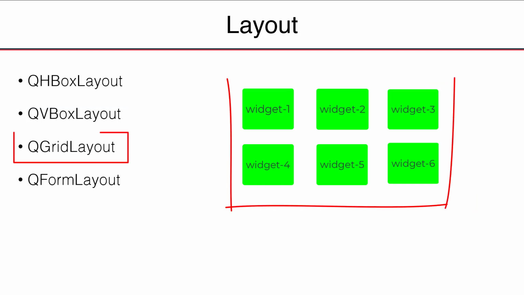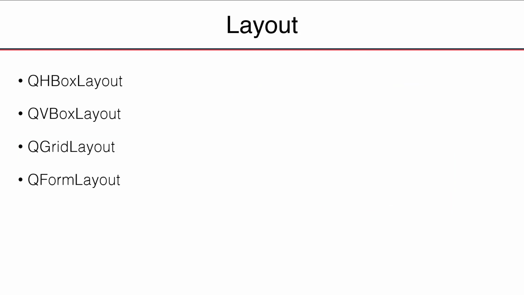QGridLayout is a nested box layout that covers a lot of ground, but in some situations, you might want to arrange the widgets in uniform rows and columns. In that case, QGridLayout is quite handy. And finally, QFormLayout is used to create data entry forms. It is common to have the labels next to the input widgets they describe. In that case, QFormLayout is quite useful.